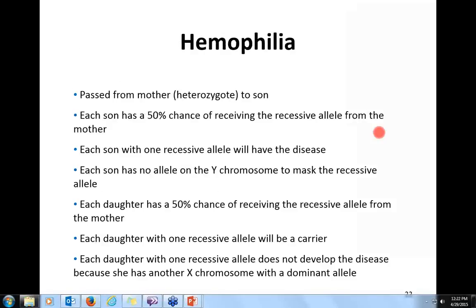An example of an X-linked disorder is hemophilia. The son has a 50% chance of receiving the recessive allele from the mom. Because this recessive allele is on the X and the male only receives one X, one recessive allele will cause hemophilia. For a female to have hemophilia, and females can have hemophilia, both of their X chromosomes need to have the recessive allele. If only one of their X chromosomes has the recessive allele, they are what's called a carrier, and they can pass hemophilia on to their sons.